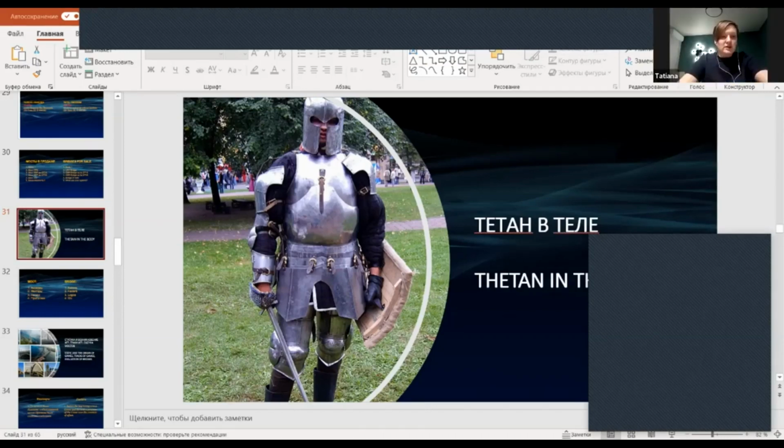Next question. Can thetans with a higher affinity to one another in a second dynamic in one of the past lives meet again and communicate? Yes, of course they can. I met people like that. I met people who loved each other in their past lives, and it's really interesting. It's an interesting story.